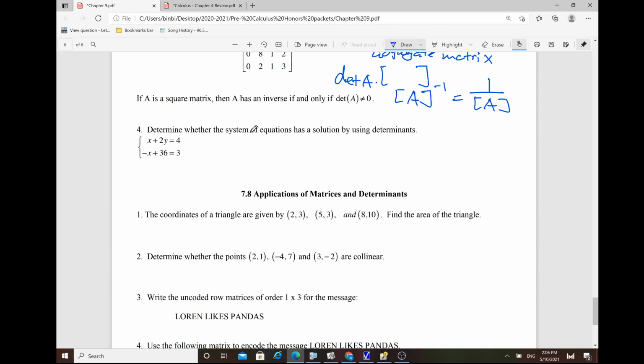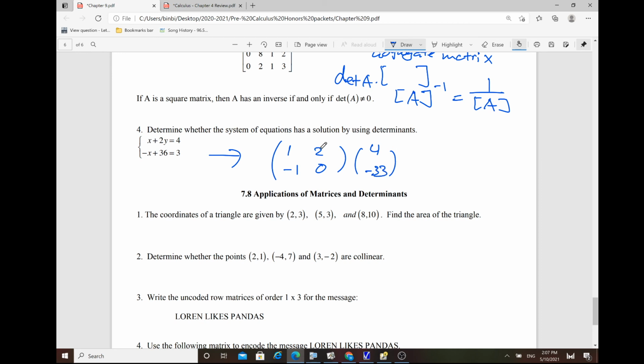So determine whether the system of equations has a solution by using the determinant. So you just need to verify the determinant of the 2 by 2 square matrix. So what we got here is 1, 2, convert that to the augmented matrix, and then negative 1 and 0. And then for the resulting matrix, this one is already shown, so it's 4. Because this one's a constant, take that to the right-hand side, so 3 minus 36, so negative 33.